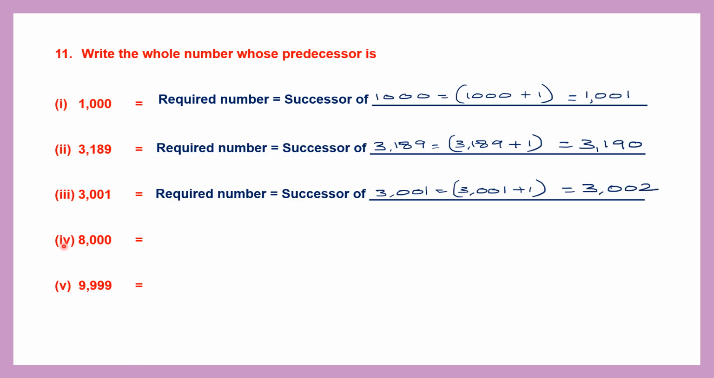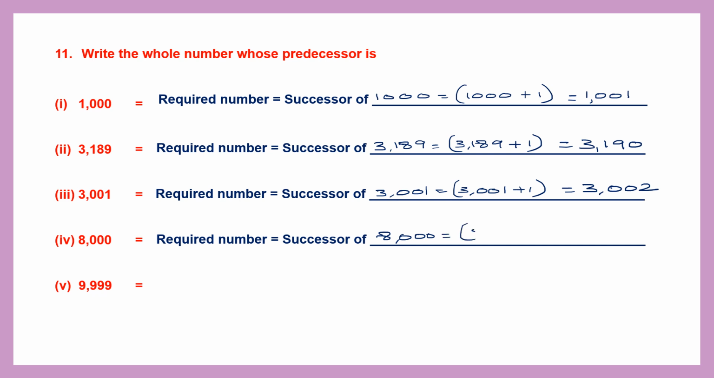Next question, we have 8,000. This is the predecessor. So which is a number whose predecessor is 8,000. We have to find the successor of 8,000. So the successor of 8,000 means 8,000 plus 1. 8,000 plus 1 is 8,001. This is easy, isn't it? 8,001.